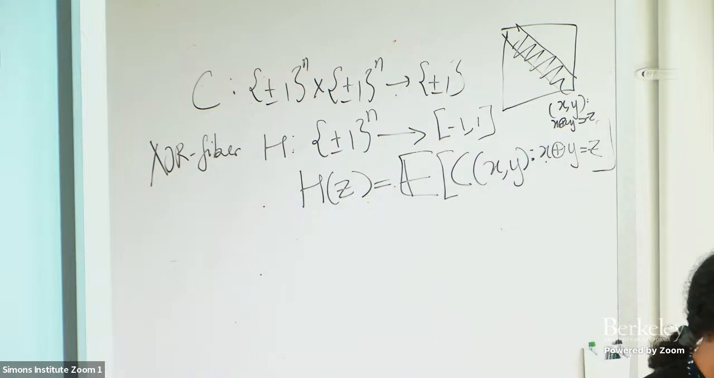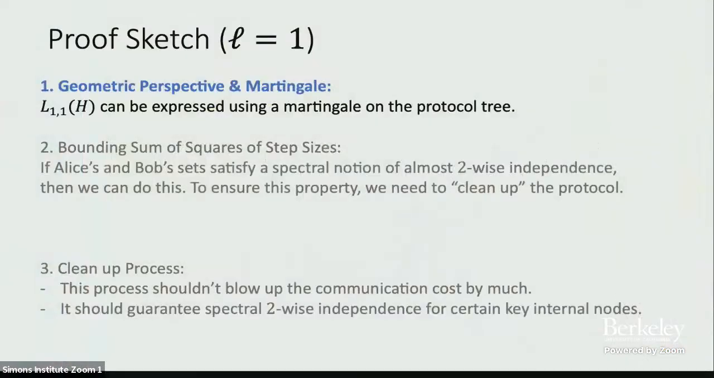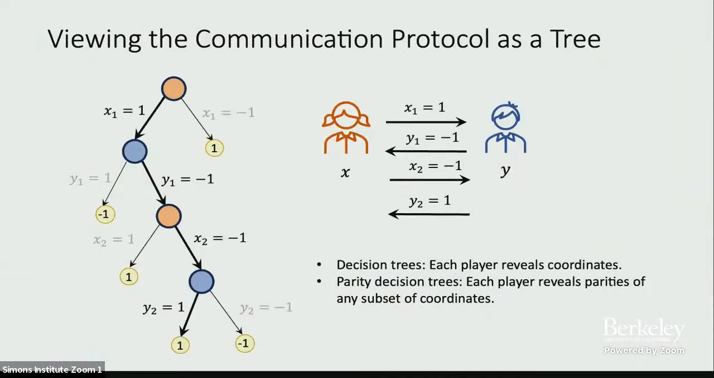So let me start by describing the first step. Here I'm going to rephrase this problem using a geometric perspective. I'm going to write down some martingale that captures the level 1 Fourier growth. So first, how do we think of a communication protocol? We think of it as a tree. Here I'm going to make a lot of simplifying assumptions. Alice and Bob are going to just send 1 bit at a time, and they're going to keep taking turns.